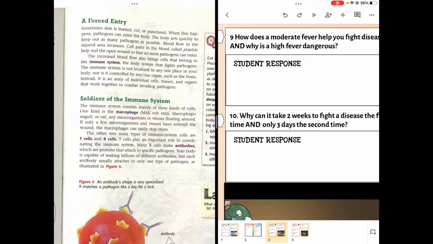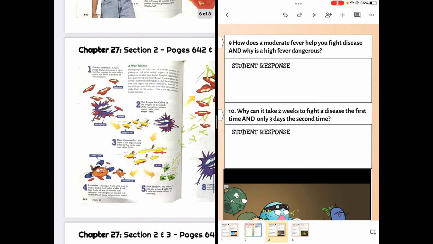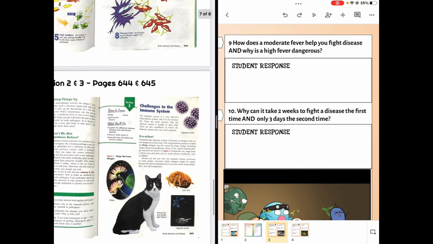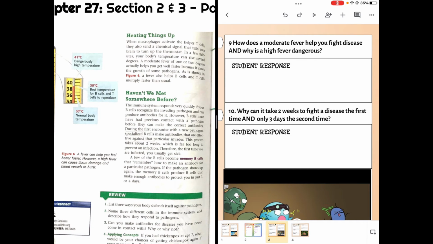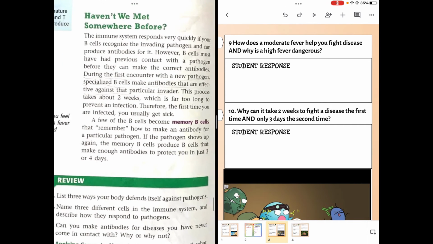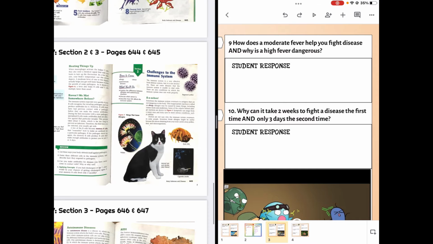Then we have questions about the specific immune response and about a fever. We skipped these 2 pages because we're going to take notes on them. So we go back to a fever, which is something your body does. How does a moderate fever help you, and why is a high fever dangerous? And then why can it take up to 2 weeks to fight a disease the first time and only 3 days the second time? So we'll read about that.